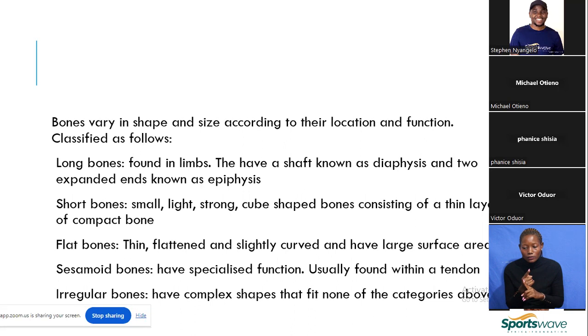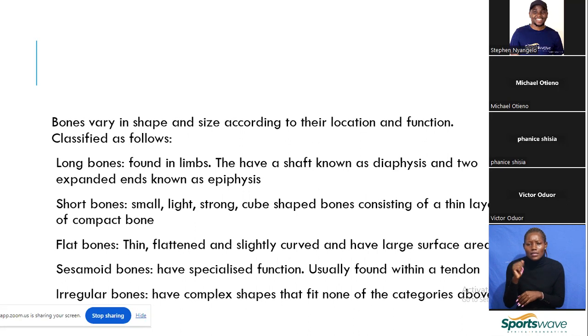Long bones, which are found in the limbs, and I've itemized there the basic fundamentals of the difference. In the long bones, you will find those fundamentals: the shaft that is known as diaphysis, and then epiphysis, the two expanded ends. Then you have the short bones, which are cube-shaped, strong, and consisting of a thin layer of compact bone. You have the flat bones, you have the sesamoid bone.